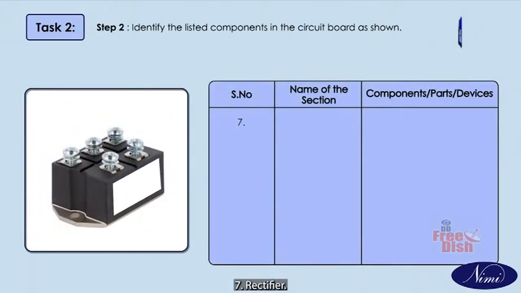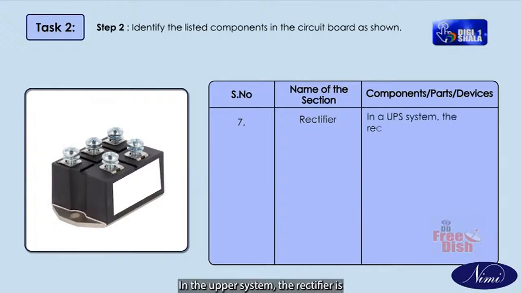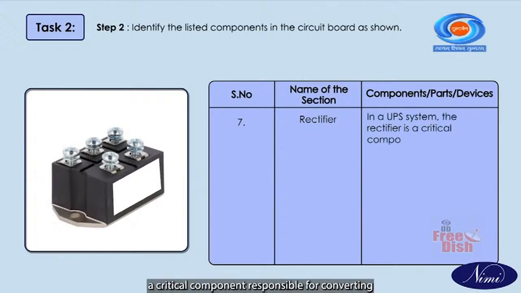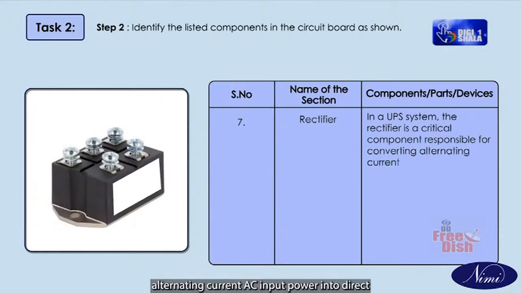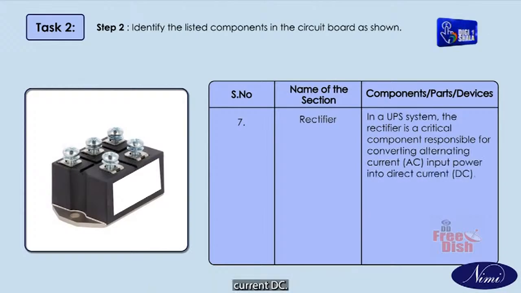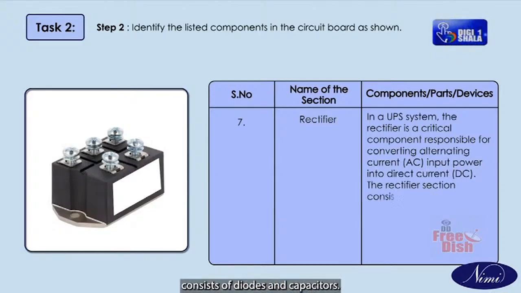Number 7. Rectifier. In a UPS system, the rectifier is a critical component responsible for converting alternating current AC input power into direct current DC. The rectifier section consists of diodes and capacitors.